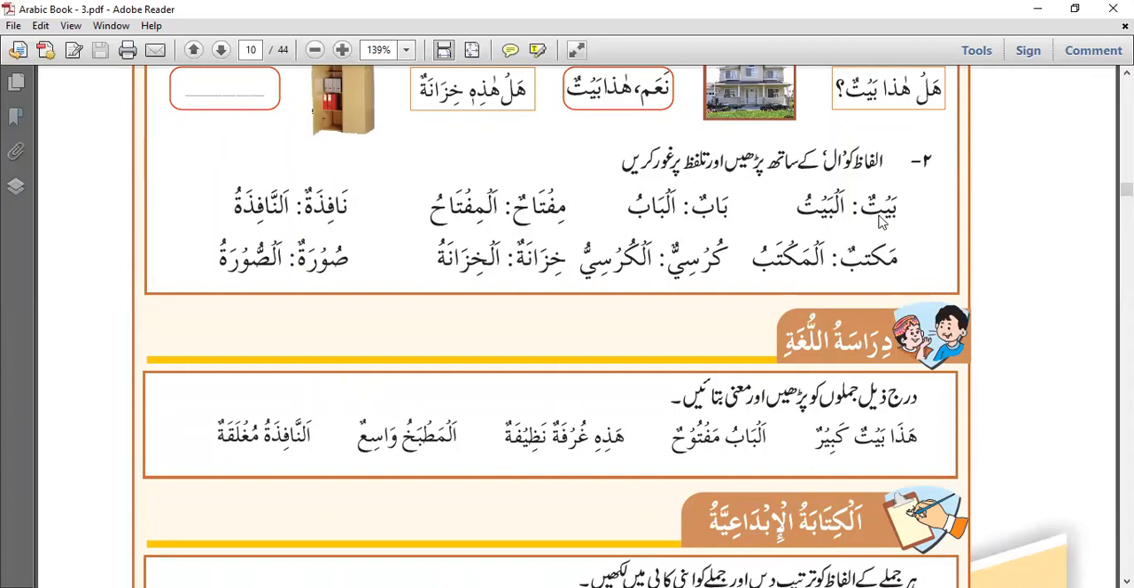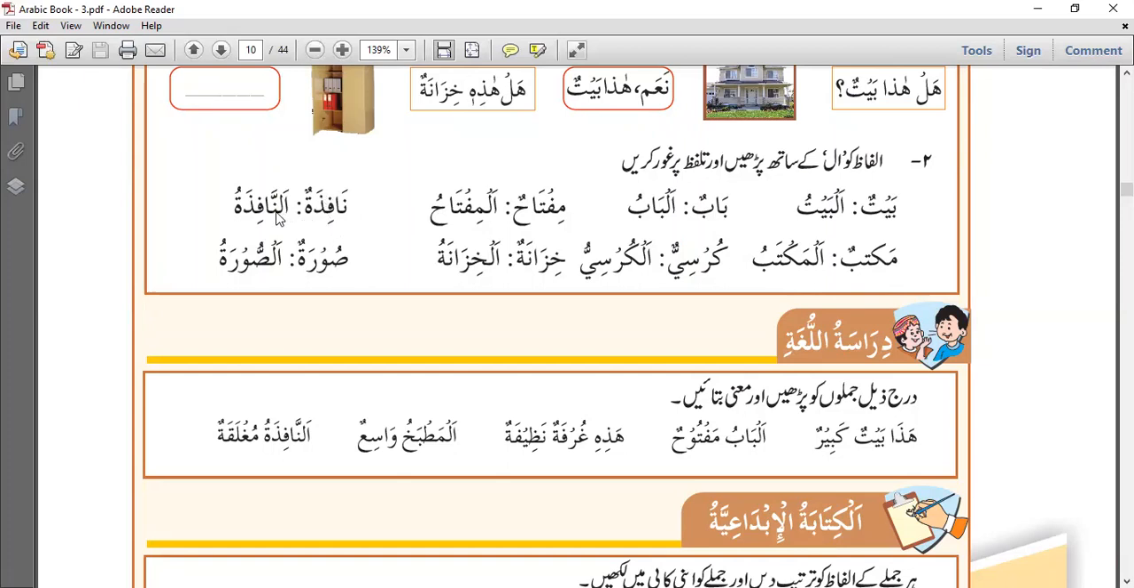This is baytun, and when you add alif lam, it will become al baytu. Al baytu, not al baytun, it's al baytu. Babun, al babu. Look again, babu. Miftahun, there is double damma tanween. But when we use alif lam, the single damma will come. Al miftahu.